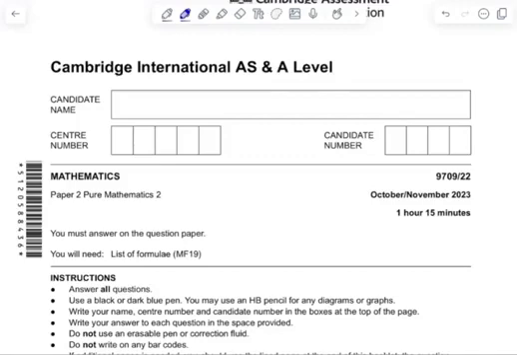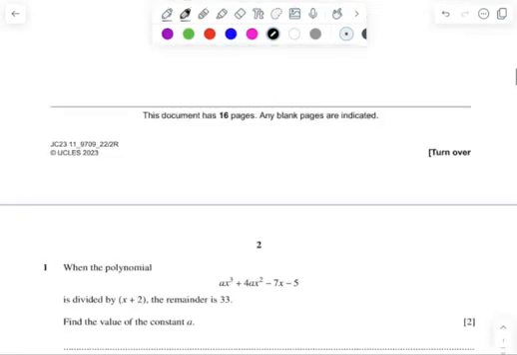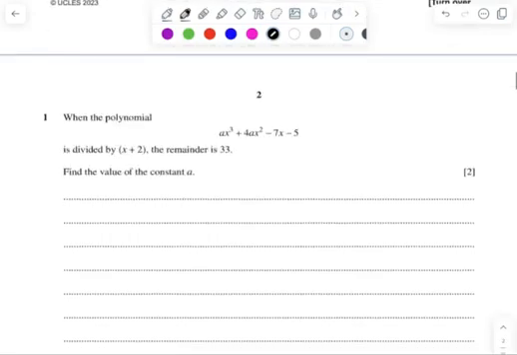Time for Pure Math 2. Pure Math 2 is one of my favorite subjects. So let's see what this paper has in store for us. It is the October-November 2023 Pure Math 2, paper 2-2. I haven't seen this paper before, so let's hope for the best.